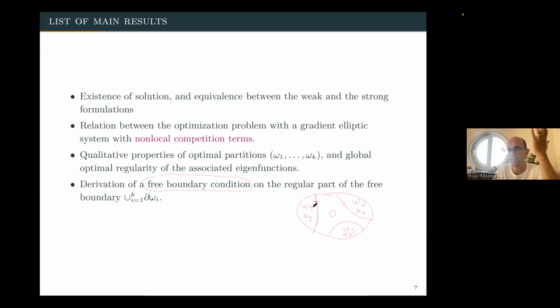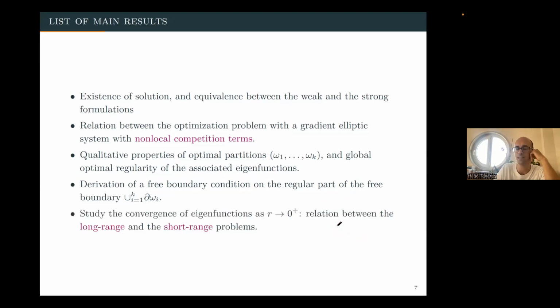Is there any relation between this function and this function, or maybe between the way this function arrives here? So what is the derivative of the function here with respect to something at distance r, let's say, on the other one? This will be a free boundary condition. So a condition on the free boundary, which is made of these three lines in this picture.